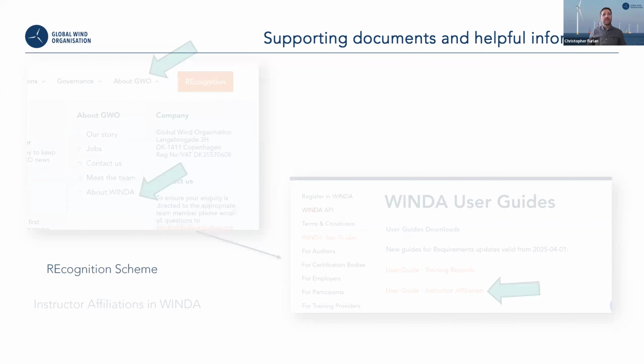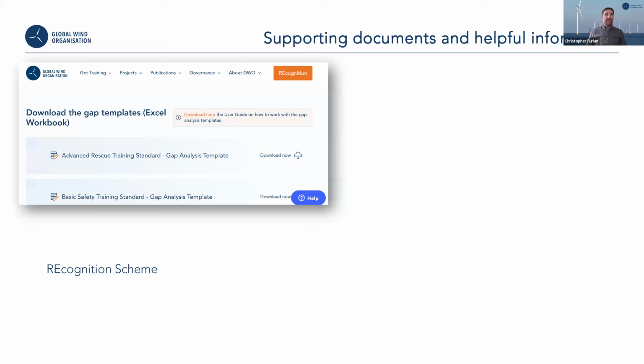If you go in and look at the recognition scheme, you'll see there's an orange button in the top right corner on the website that will lead you to the recognition page. Here, it's actually at the bottom of the page, but at the top of the gap analysis table there, you'll find that there's a guide on how to fill out the gap analysis templates.